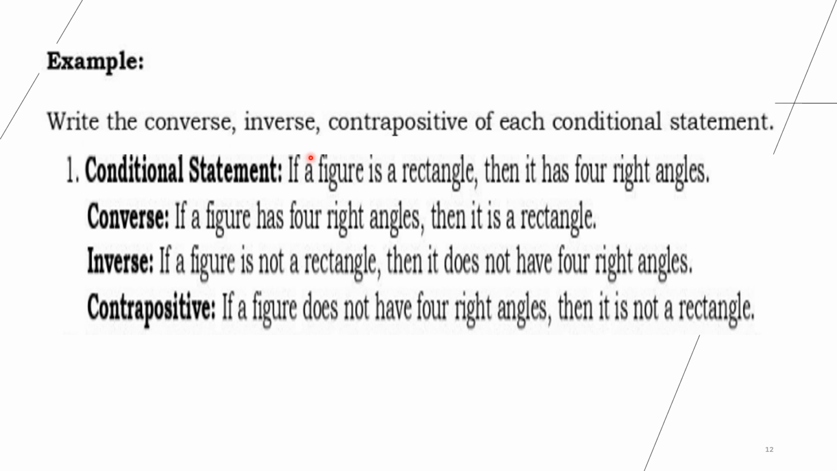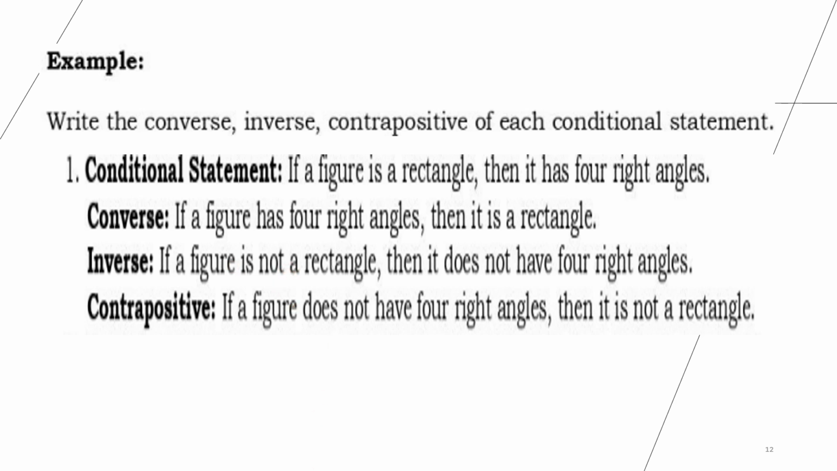Okay, so write the converse, inverse, and contrapositive of the conditional statement. For the conditional statement, if a figure is a rectangle, then it has four right angles. Converse, if a figure has four right angles, then it is a rectangle. Okay, so in the converse, we rewrite, so we put the conclusion first, then the hypothesis.